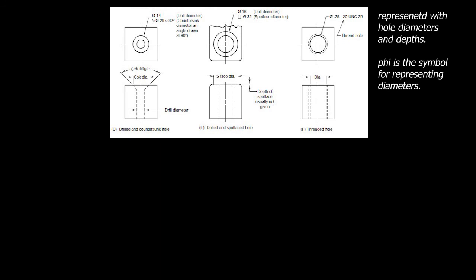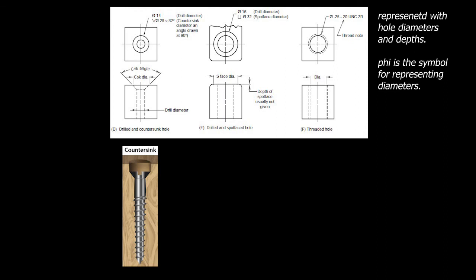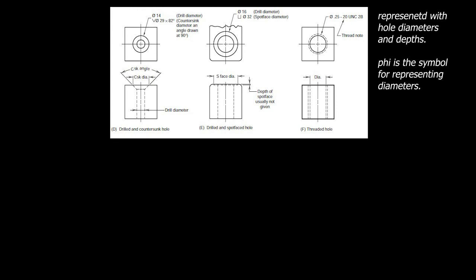Now then we have the countersunk hole. A spot face hole is just a very small counterbore, and a threaded hole: any hole that requires screws to be inserted into it needs to be threaded. A countersink is generally used to make the screws flush with your surface.